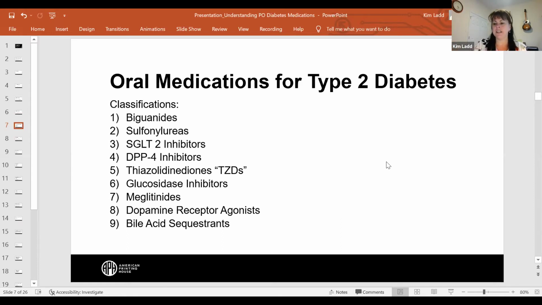All right, so the 9 classifications are meglitinides, sulfonylureas, I'm probably butchering these names, SGLT2 inhibitors, DPP4 inhibitors, thiazolidinediones, known as TZDs, alpha-glucosidase inhibitors, dopamine receptor agonists, and bile acid sequestrants. I don't know why all the medical names have to be so long and hard to pronounce. Someone else might pronounce them differently. I'm doing my best with that, so bear with me.